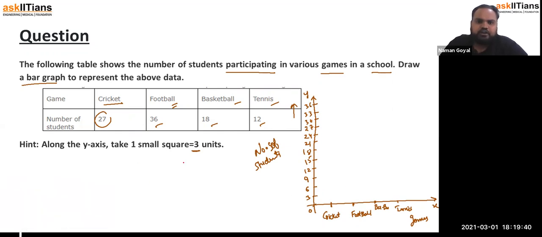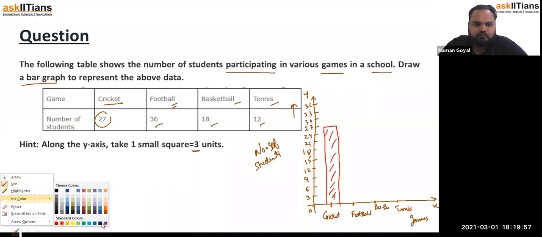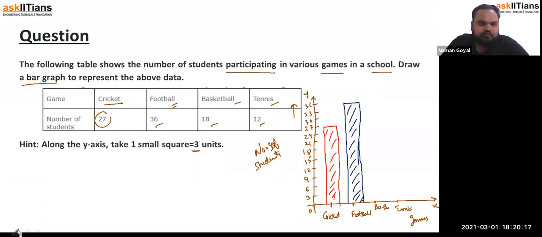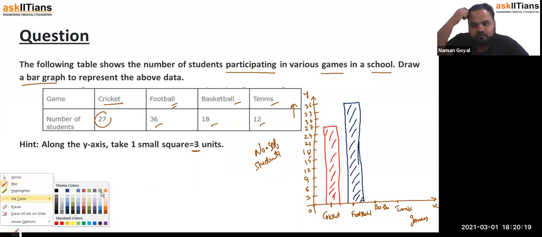Okay, first for cricket 27 is there, so we have to draw a bar up to 27 height, right? So this is the bar we got. Okay, now next is 36, we have to draw the bar up to 36. This is the 36, right? Look, if you are going to use a proper bar graph, the width of each bar remains constant. Okay, I drew this bar graph by free hand, that's why it does not look the same.